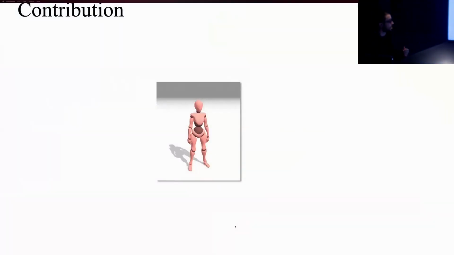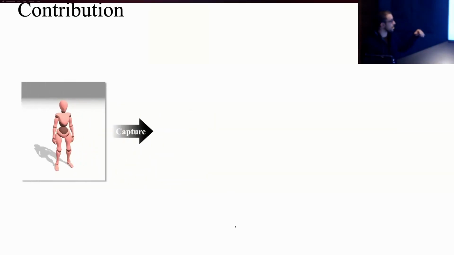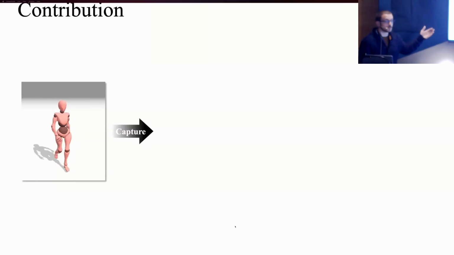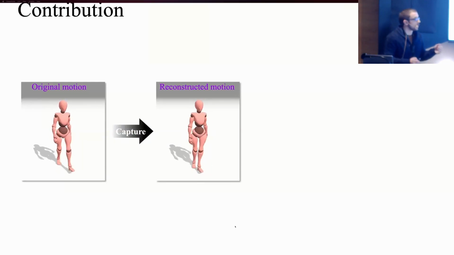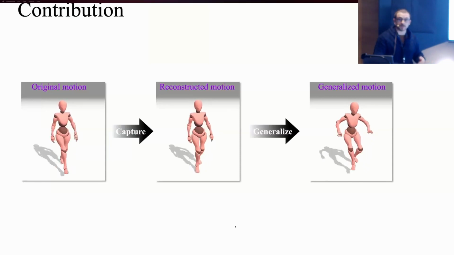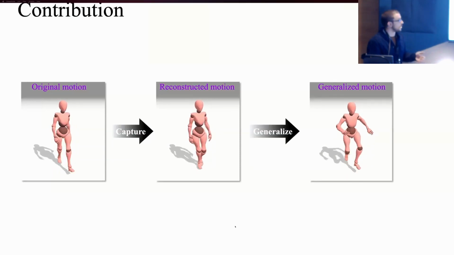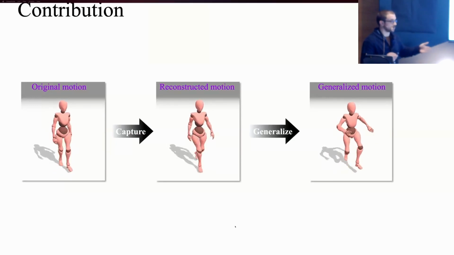So I will start with an overview of our work. We had an original motion in hand, and what we wanted to do is capture these motion dynamics of the joints and the limbs, and then reconstruct the original motion as closely as possible. At the same time, we wanted to be able to transfer the captured motion dynamics to other motion sequences with similar dynamics as well, in terms of scale of movements and speed.